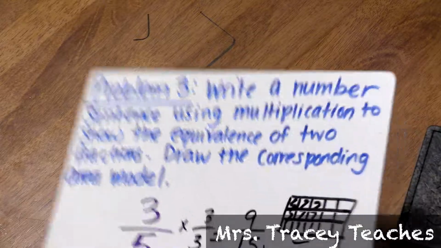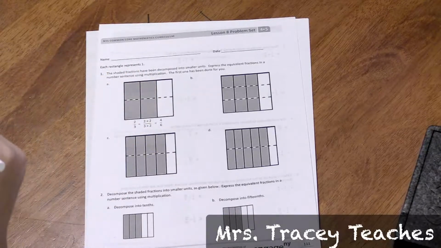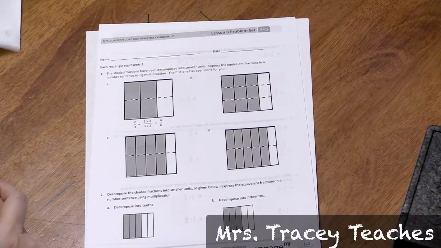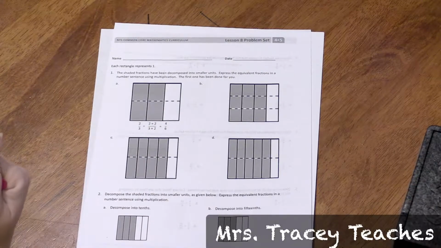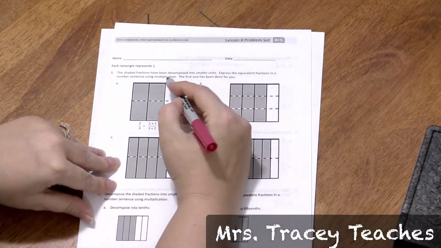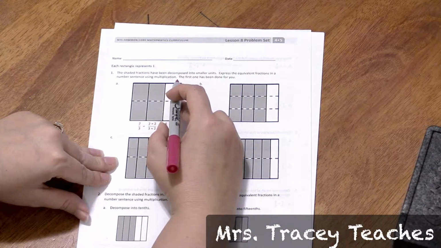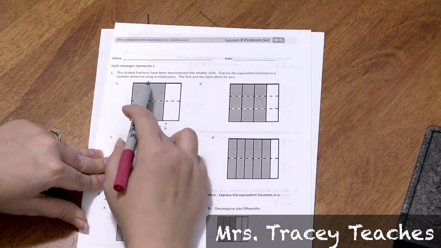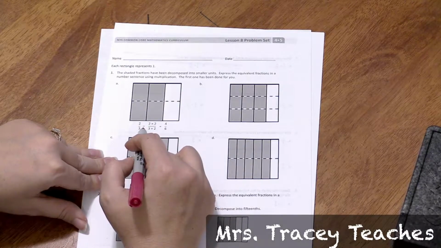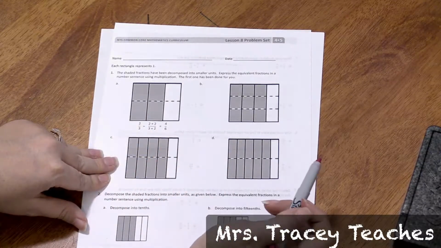All right, so if you have your problem set or you're writing this on a piece of paper, go ahead and get that out and let's try some of the problems. So look at this problem right here. It says the shaded fractions have been decomposed into smaller units. Express the equivalent fraction in a number sentence using multiplication. The first one has been done for you. So if you look at the first one, it says 2/3. So first it was 2 out of 3 times 2 is equal to 4/6. So that one's done for you.